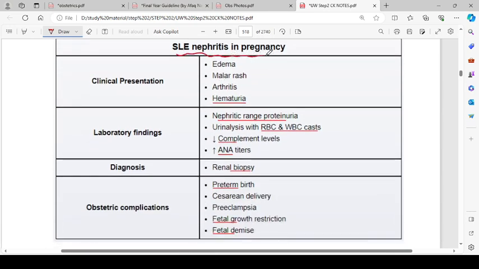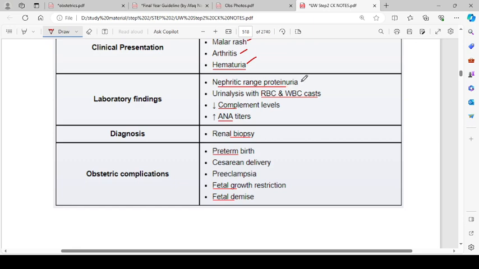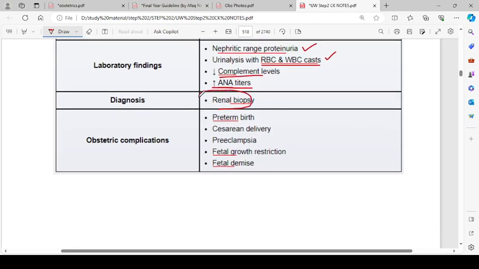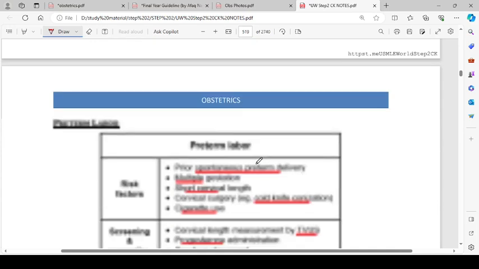SLE nephritis in pregnancy. Clinical presentation is edema, malar rash, arthritis, and hematuria. Lab findings will show nephritic range proteinuria, urinalysis with RBCs and WBC casts, decreased complement levels, and increased ANA titers. Diagnosis is done by renal biopsy. Obstetric complications are preterm birth, cesarean delivery, preeclampsia, fetal growth restriction, and fetal demise.